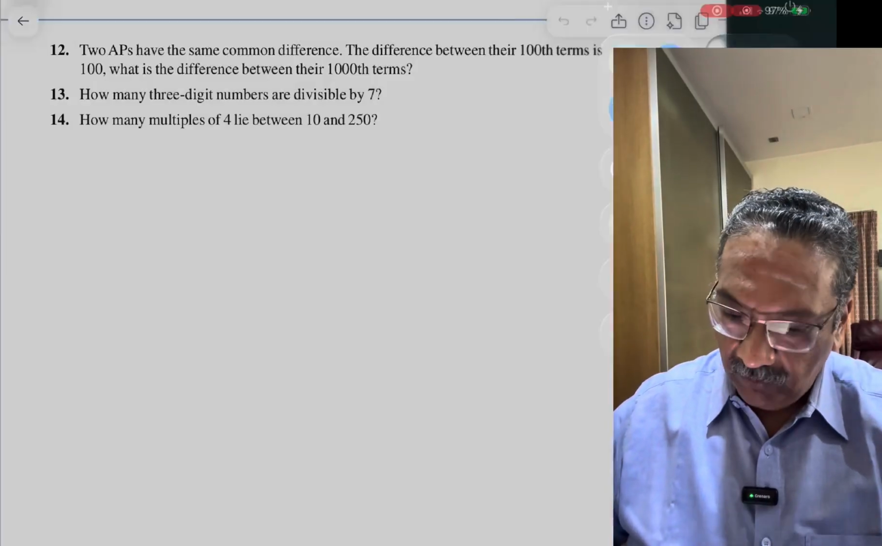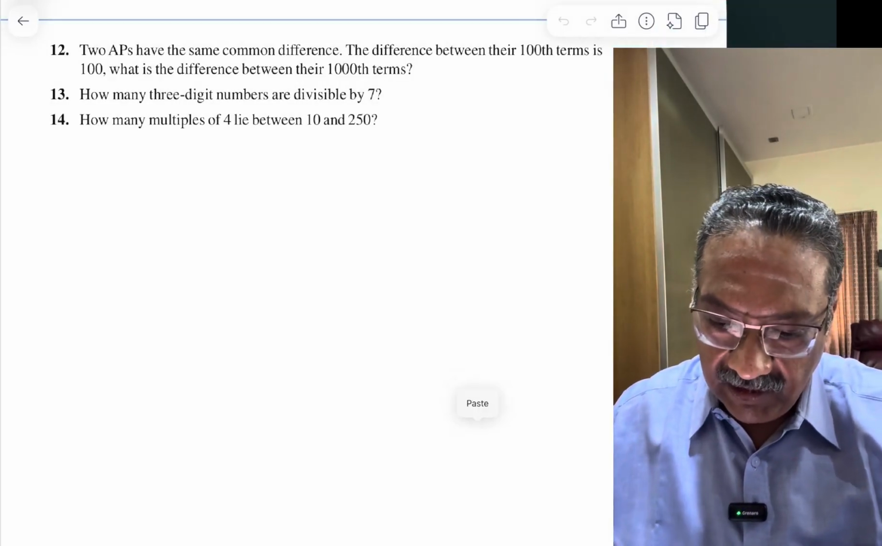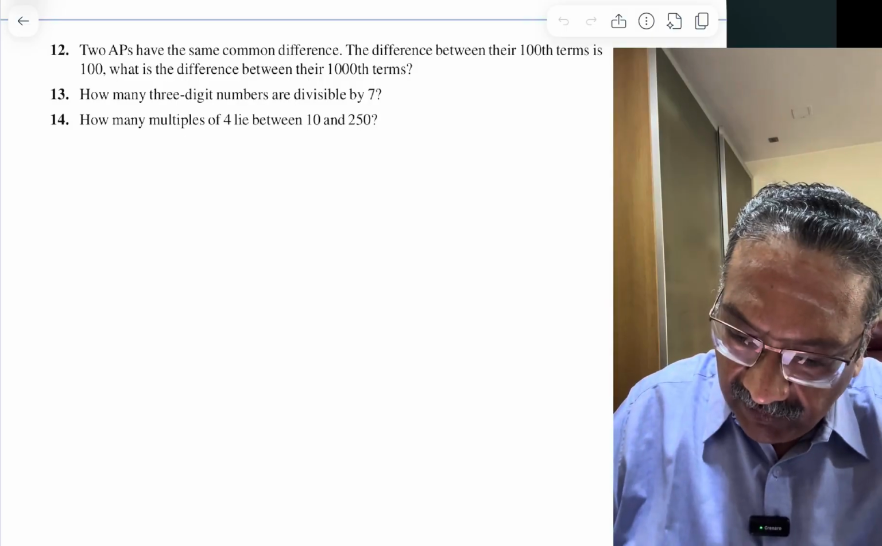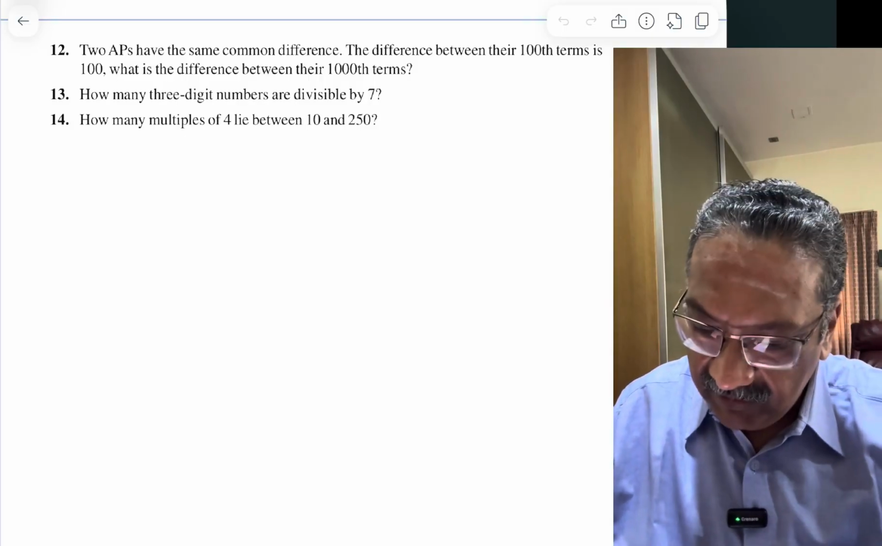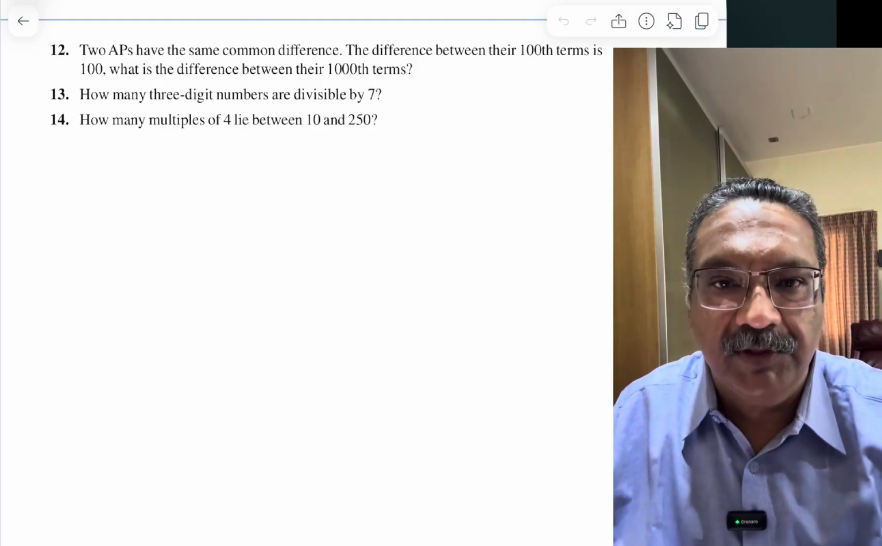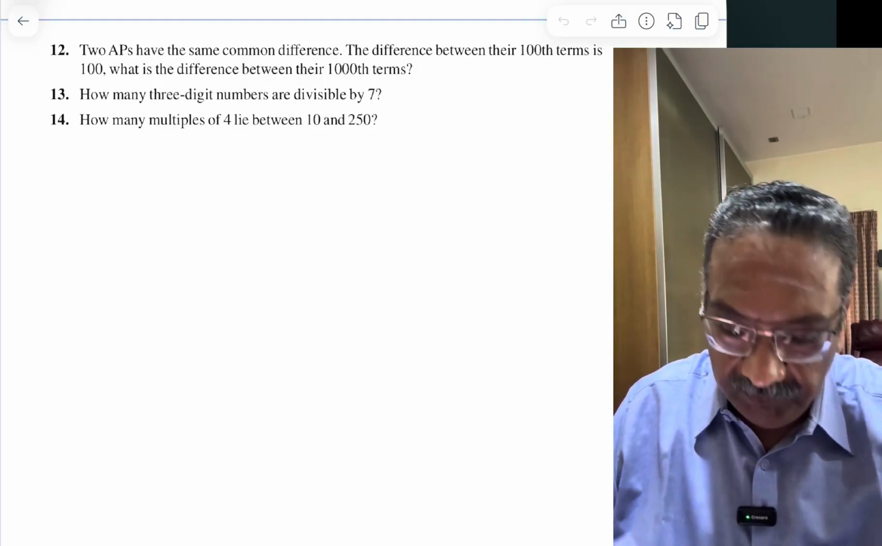Let us come to the 12th question. Two APs have the same common difference. The difference between their 100th term is 100. What's the difference between their 1000th term? Okay.